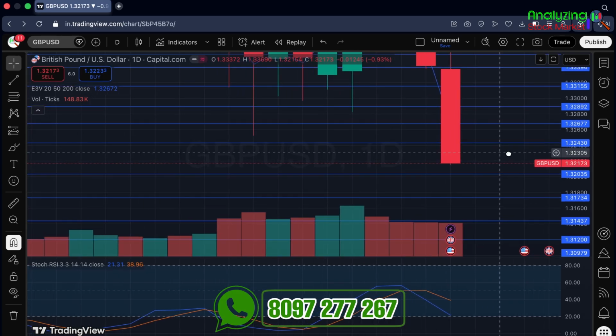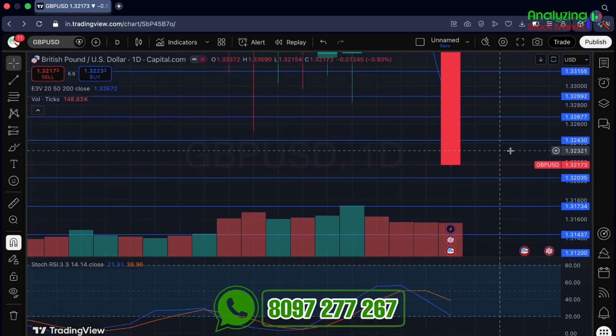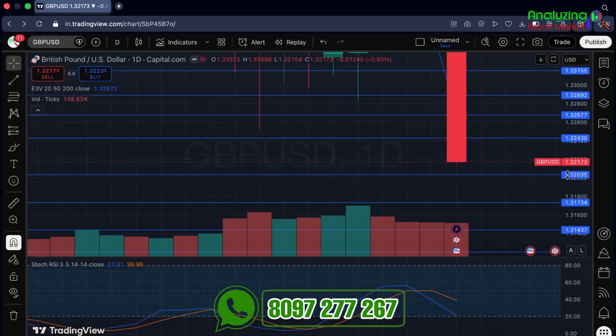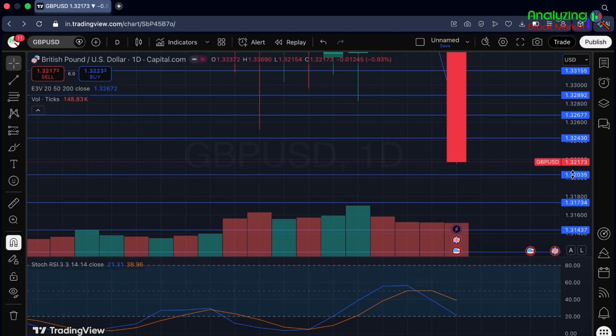So here, now let's talk about the closing first. Important support zones and resistance zones are already marked, so currently we don't need to mark any new levels. Here the closing is 1.32173. Here the direct support is 1.32035. Direct resistance is 1.32430. After direct support, there is a support of 1.31734 and then 1.31437. After direct resistance, there is a resistance of 1.32677 and then 1.32892. So these are the important support zones and resistance zones which will help you to take better stop loss and target levels for this week.